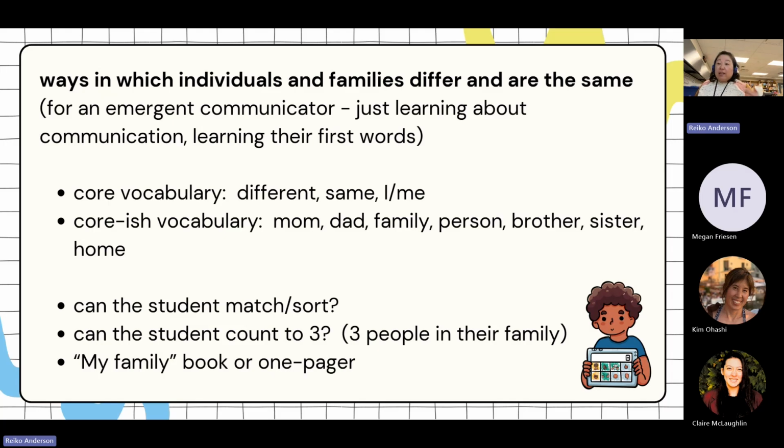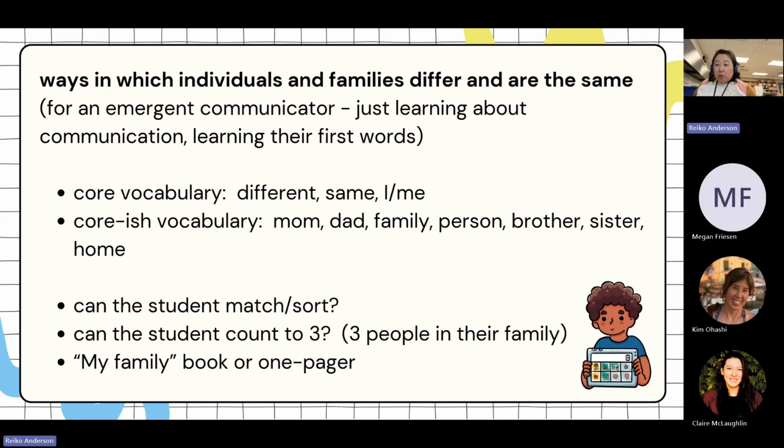I'm also wondering, I know that this particular student doesn't have siblings, so can they count to 3? Is that within their skill set, right? Because this could also be a numeracy piece. So 1, 2, 3. Do I know the difference between 1 and more?